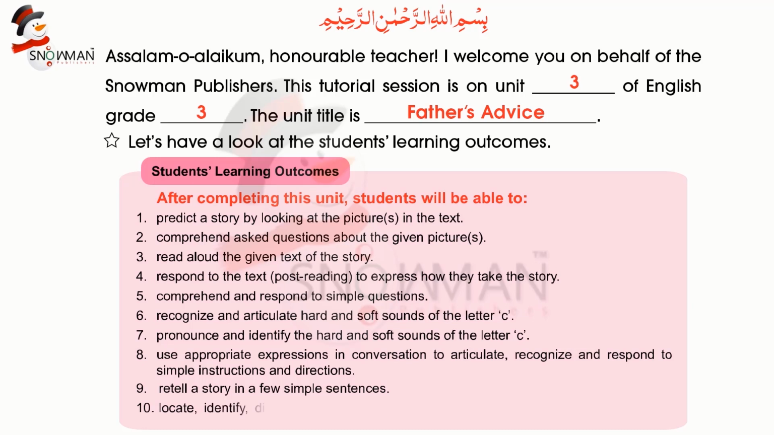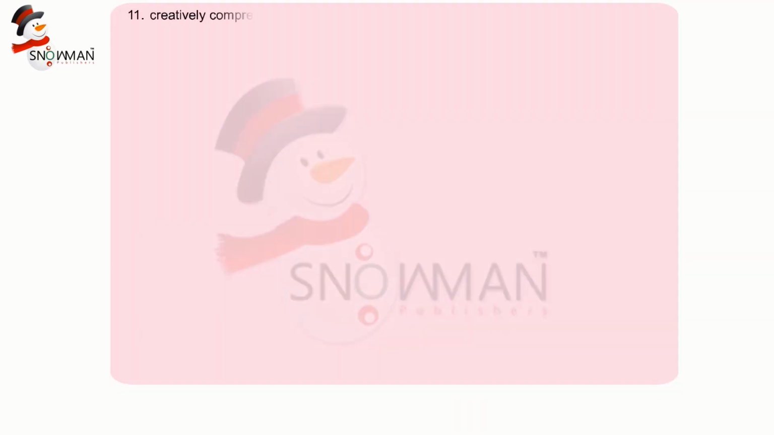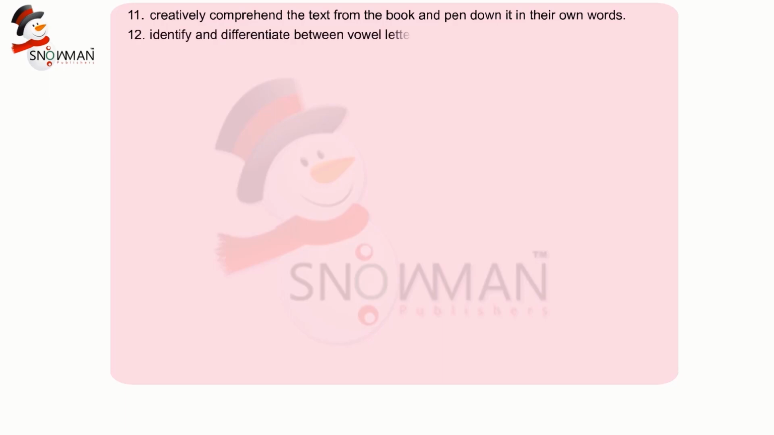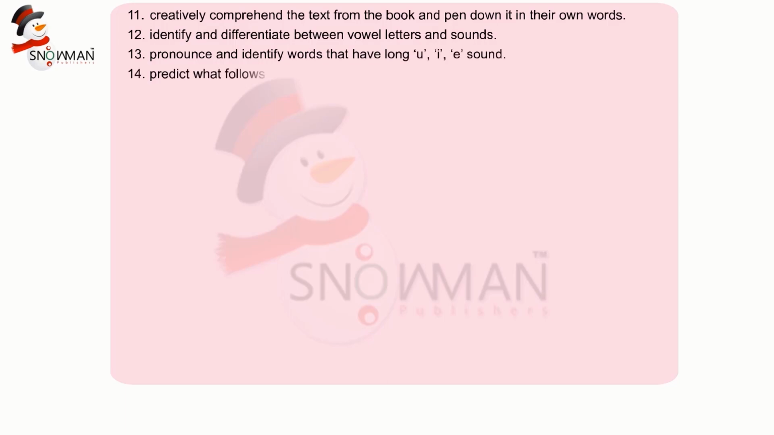Locate, identify, differentiate between, and use some simple pairs of words, including homophones. Creatively comprehend the text from the book and pen down it in their own words. Identify and differentiate between vowel letters and sounds. Pronounce and identify words that have long U, I, E sound. Predict what follows in the text using context.